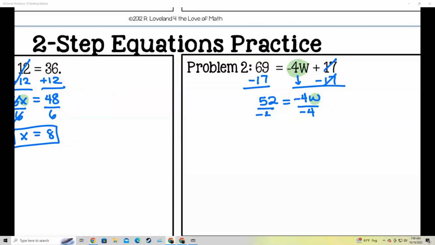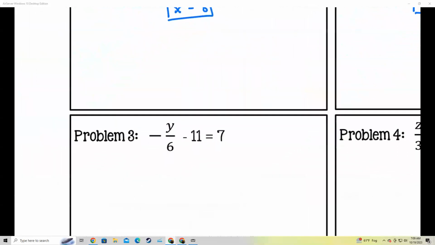Because that's the inverse operation. These are going to cancel. The w is going to drop. Now I'm going to take 52 and divide it by negative 4, and I believe you get negative 13 as my answer. Two more problems.